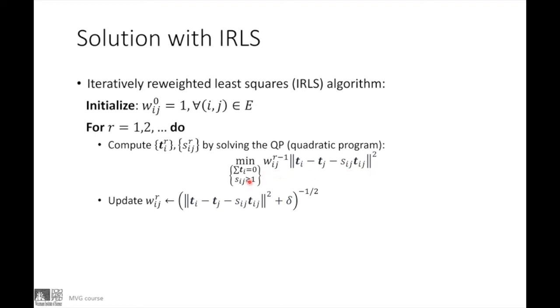The problem is that we still have the constraints, sum of Ti equals 0 and Sij greater or equal 1. So this is a quadratic program, which you can solve. It's convex. I forgot to look how they solve it, so I will do that for next time.